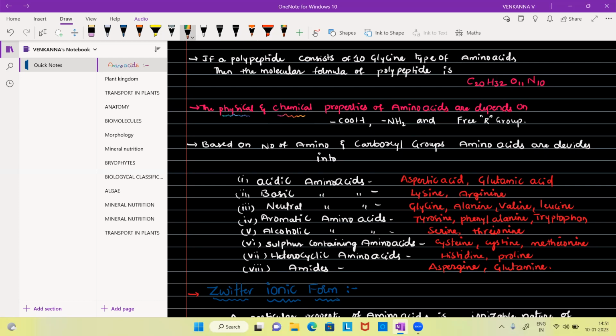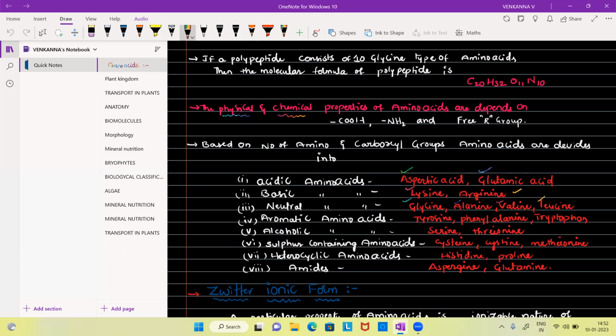Examples of acidic amino acids are aspartic acid and glutamic acid. Basic amino acids are lysine and arginine. Neutral amino acids are glycine, alanine, valine, and leucine. Aromatic amino acids are tyrosine, phenylalanine, and tryptophan. Alcoholic amino acids are serine and threonine. Sulfur-containing amino acids are cysteine and methionine. You know about methionine. Methionine is a very important amino acid in the synthesis of protein molecules.